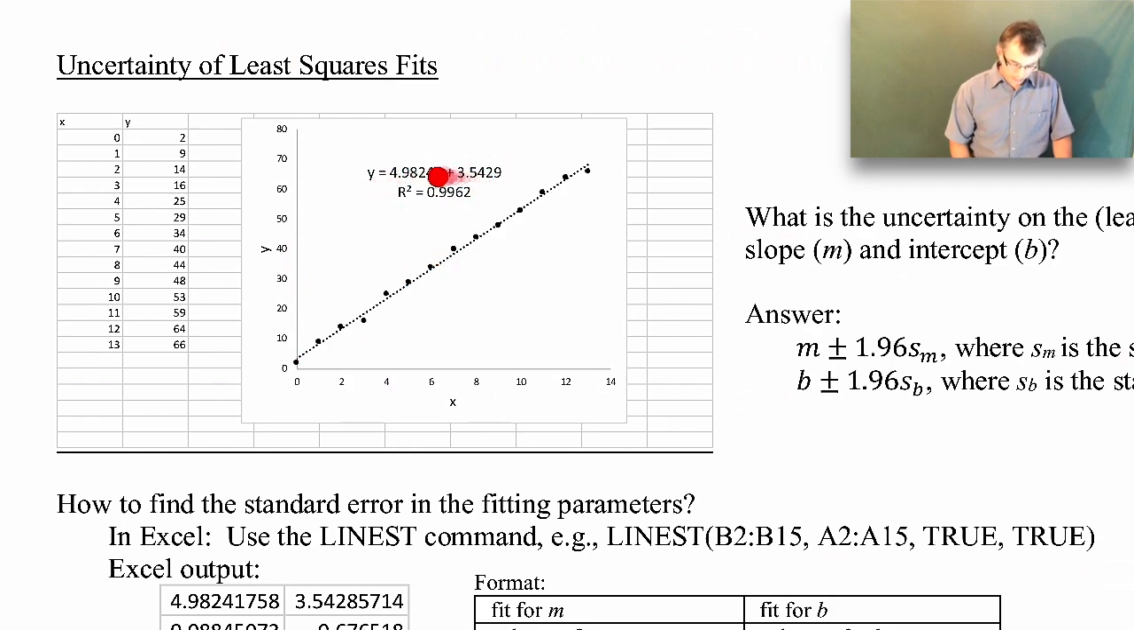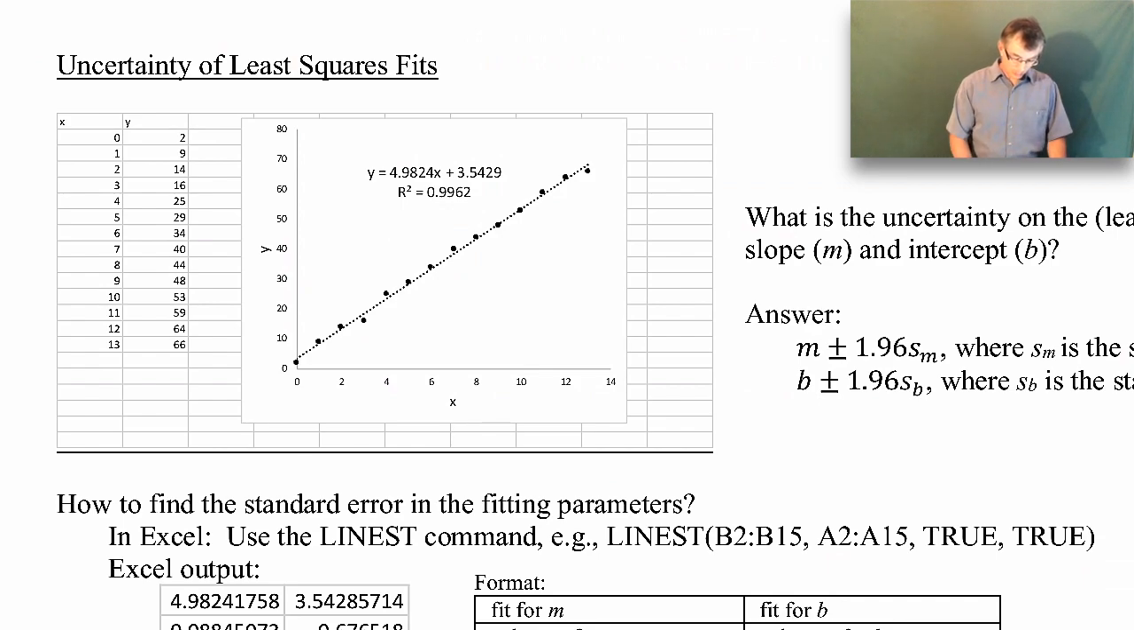The r squared is called a coefficient of determination. It just tells you how good your curve fit is. It'll have a value between 0 and 1. The closer you are to a value of 1, the better your fit. So here we have a value of 0.9962. We have an excellent fit in this case. You typically want that r squared to be in the 90s, certainly, and the closer you are to a value of 1, the better.